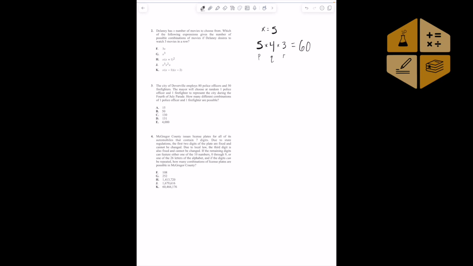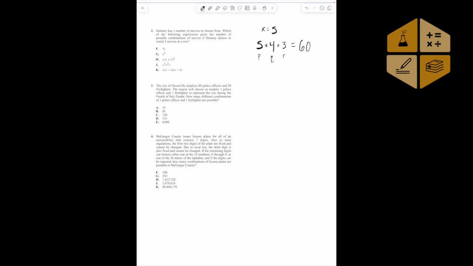So in other words, kind of taking a step back, if she had 5 movies to choose from, she would have 5 to start, then she would pick one, then she would have 4 more to choose from, she would pick one, then she would have 3 more to choose from, or 60 possible total combinations of 3 movies in a row, given that she has 5 to start.